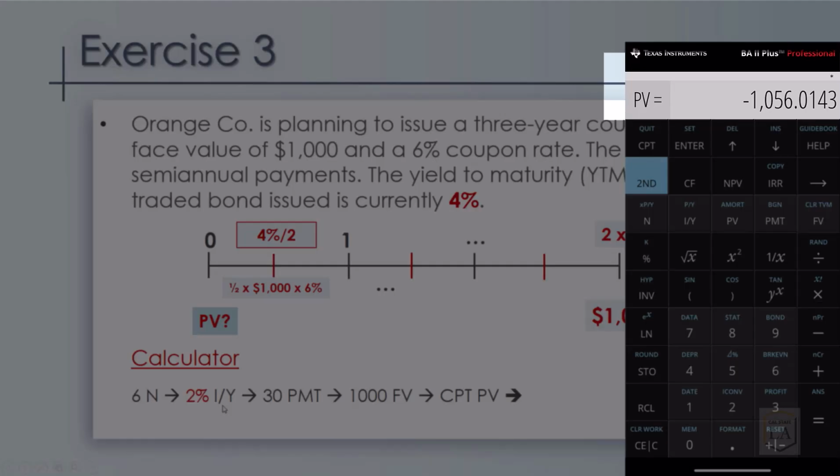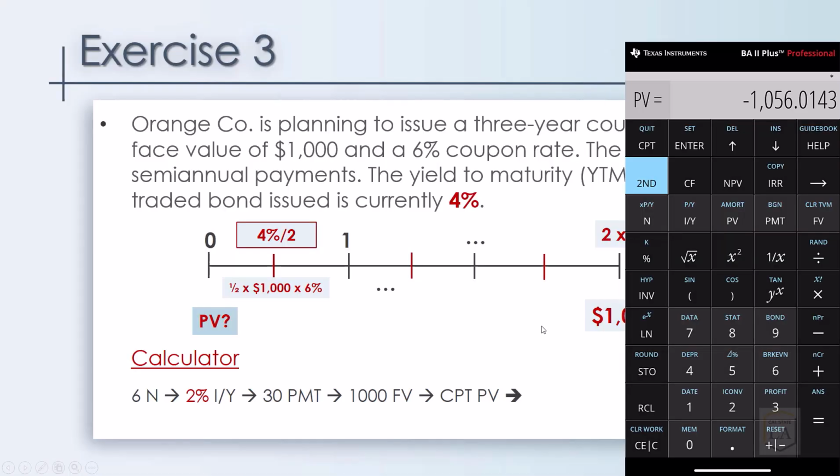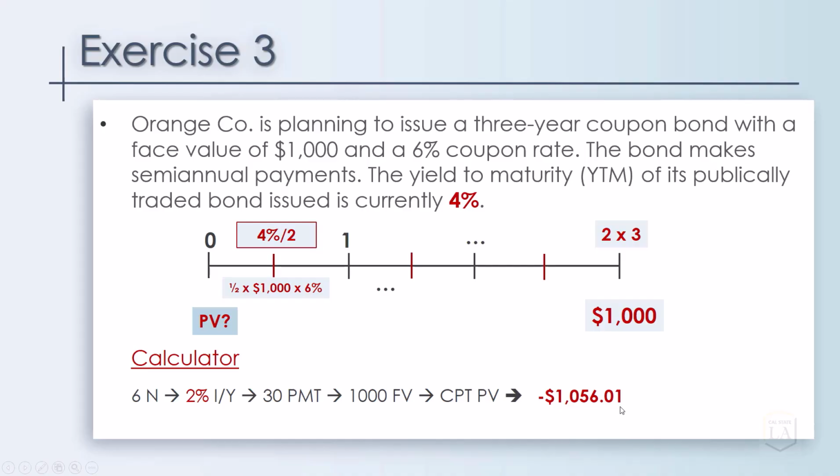If you did it, then the output you will see is $1,056.01, okay? So you'll have to pay $1,056, and then you will be able to collect $30 every 6 months, and then $1,000 at the end of this 3-year maturity term.